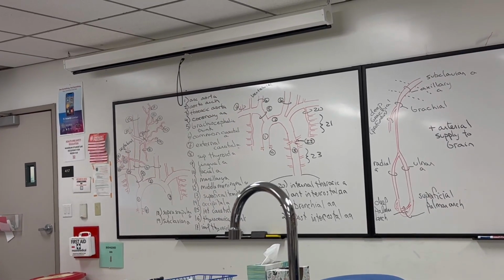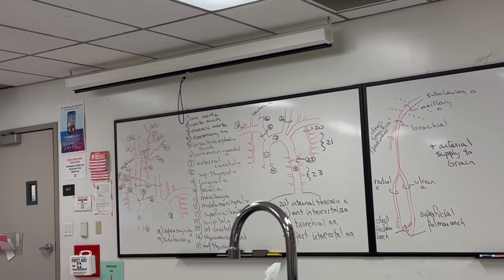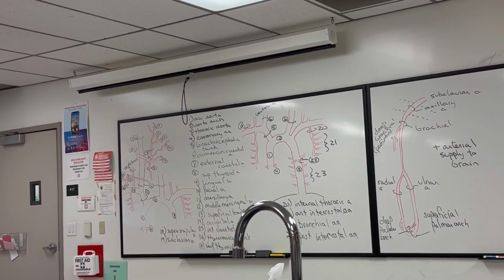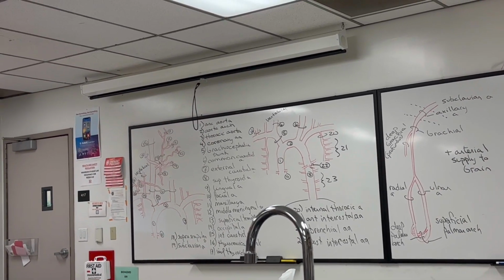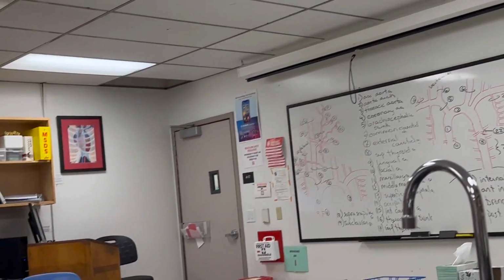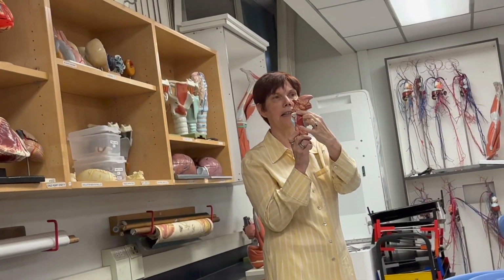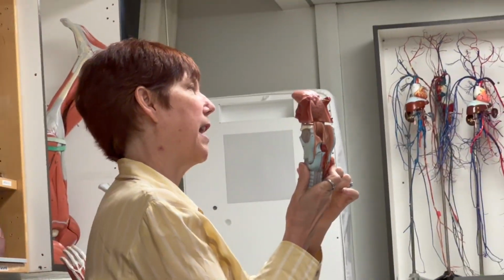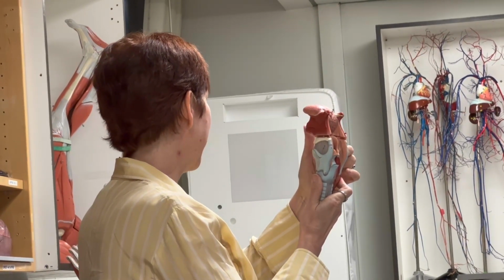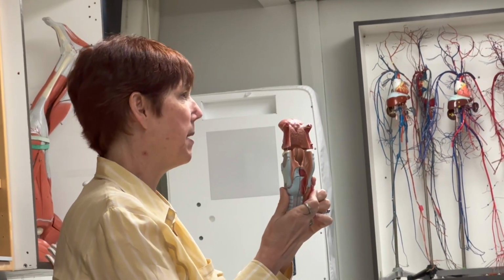the lab quiz will be a combination of models and diagrams. The only model that I know that we have the superior thyroid on is this one right here, and there. And you can see the superior thyroid coming right down to the thyroid. Okay, you can't see it coming off the external carotid, but you can see it coming to the thyroid.